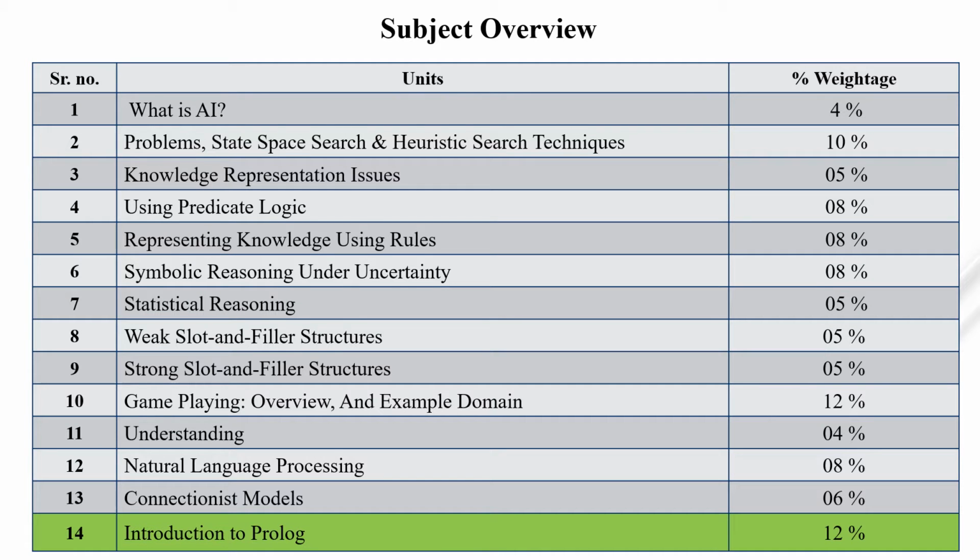So in total there are 14 units in this subject, but we proceed with unit number 14 because it is important for your laboratories also. And the best reference book for the subject artificial intelligence is Elaine Rich and Kevin Knight, which covers all the topics of your syllabus.